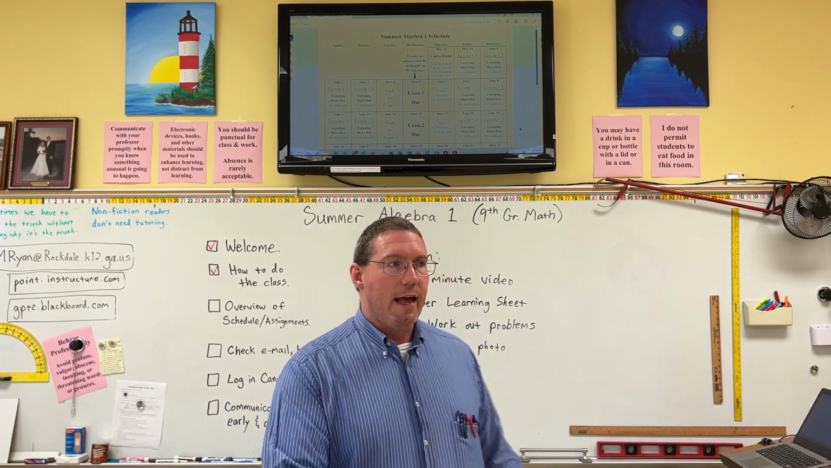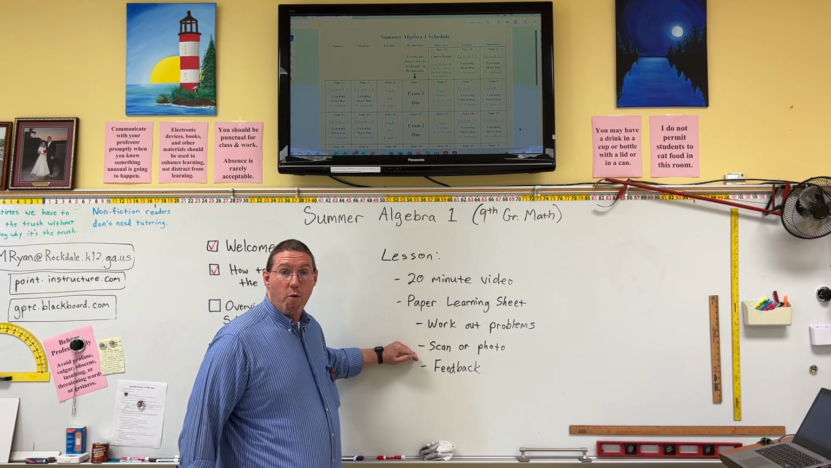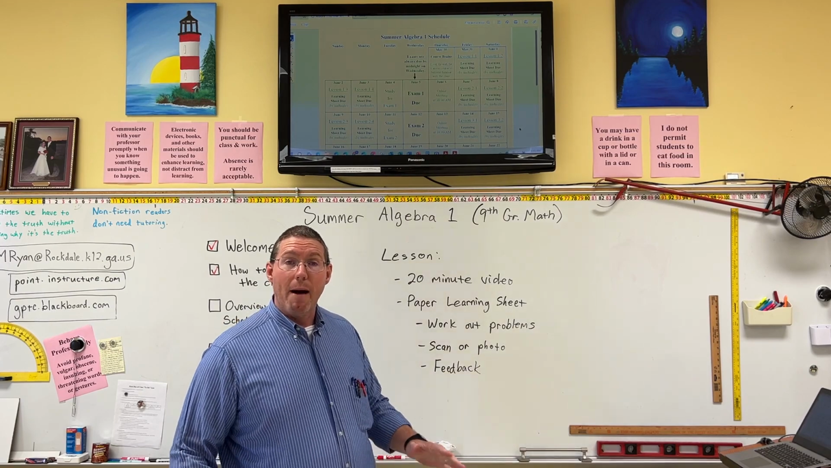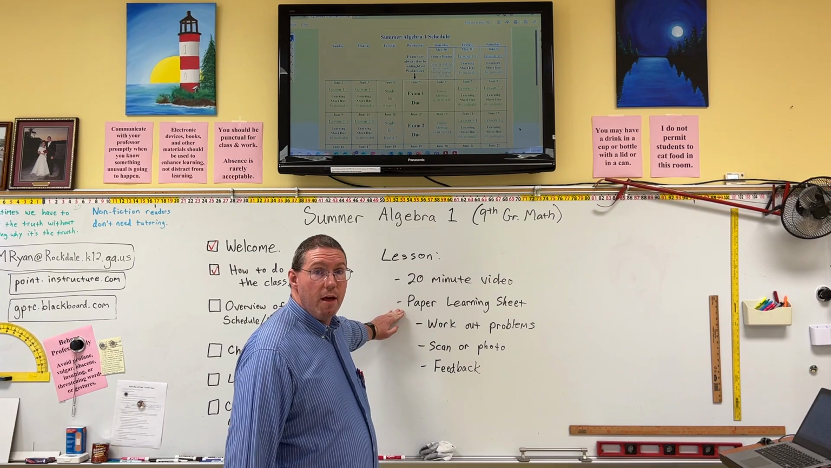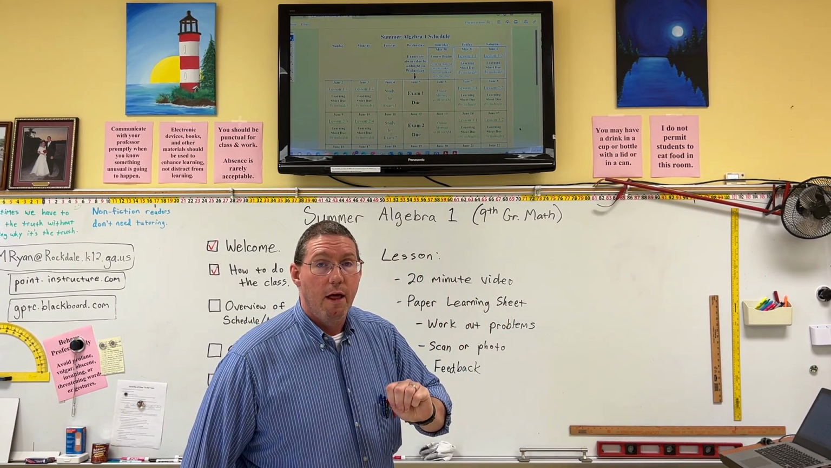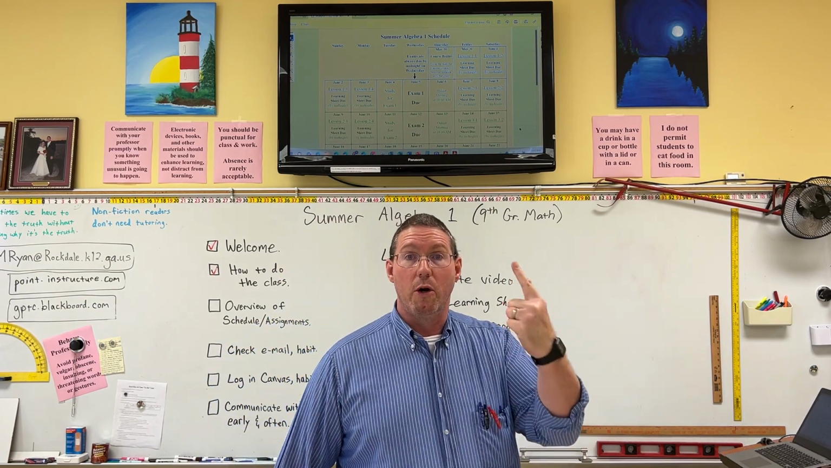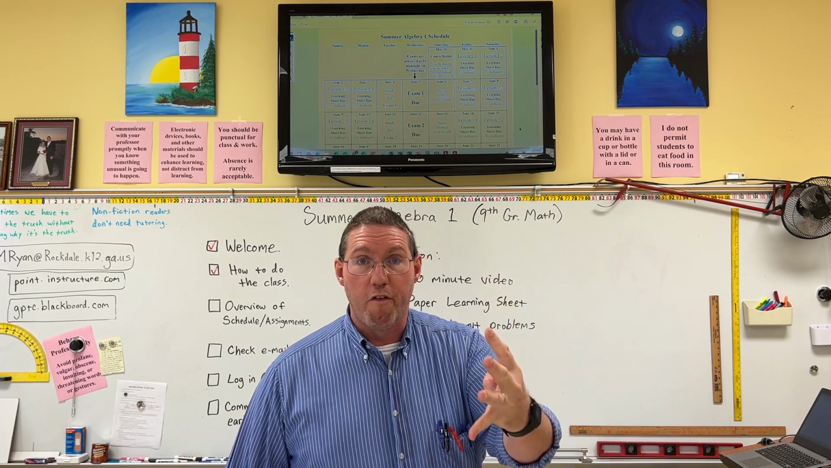And then I'm gonna ask you to take your paper and erase the answers that you got wrong and redo them until they're correct. Then you will scan or take a picture of the corrections and upload them to me, and then I will give you 100. My goal is that you will have 100 for every single one of these paper learning sheets. And there's gonna be 4 per week. For example, the first week, there's lesson 1.1, lesson 1.2, lesson 1.3, and lesson 1.4, okay?